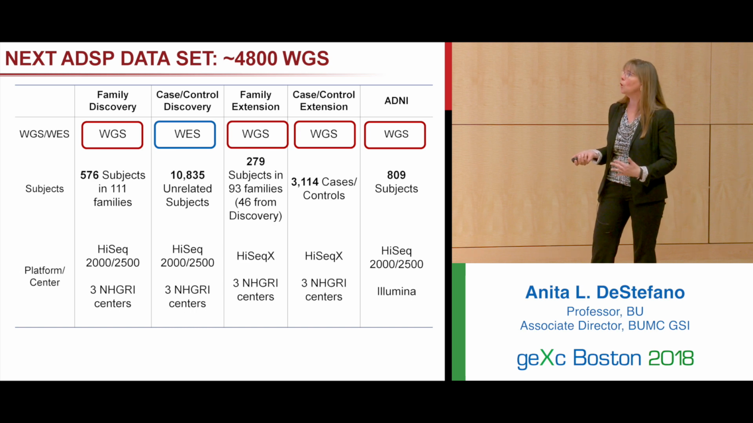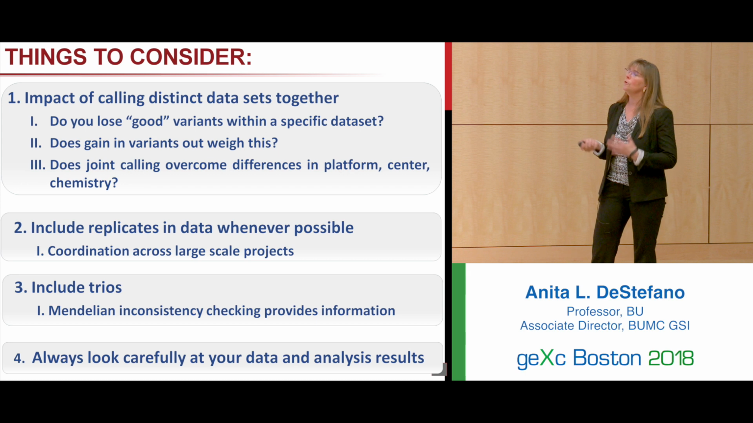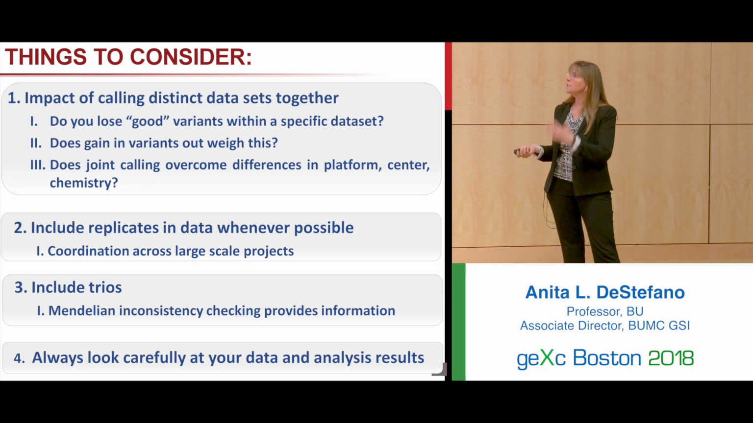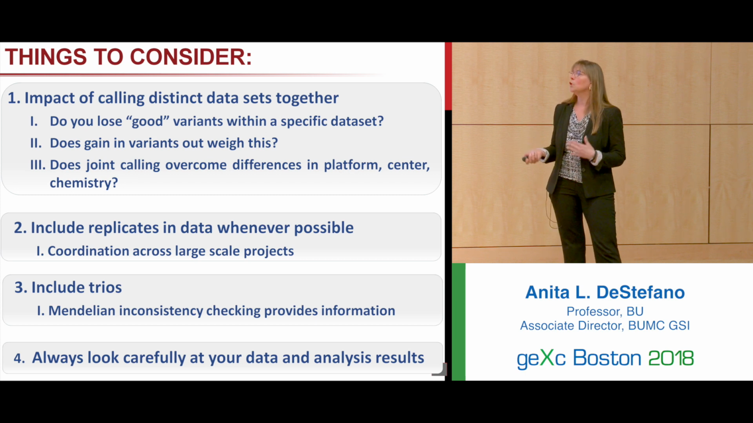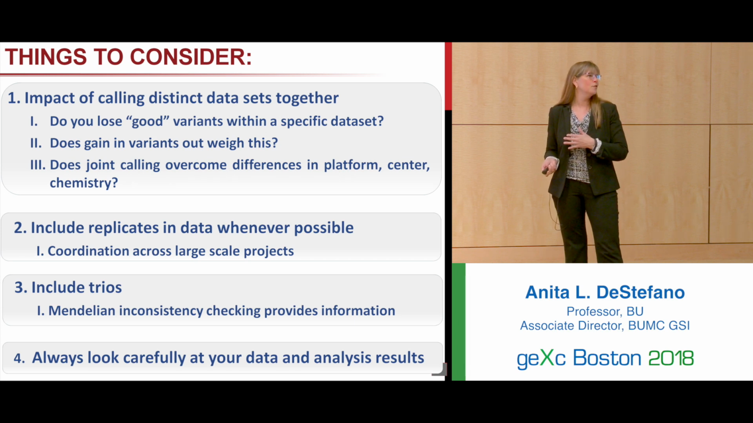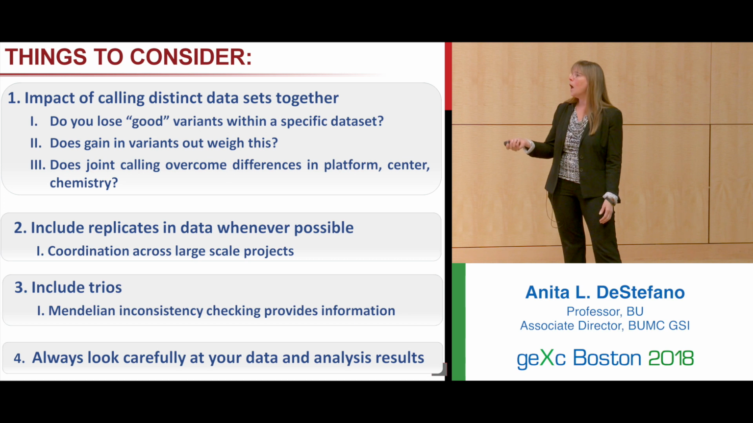Again, that's ongoing. And so I think there are things to think about. What is the impact of calling these distinct data sets together? I think it's a good idea to include replicates in data whenever possible. There's tons of large-scale sequencing going on, coordination across those studies. If they could be using the same replicates, that would be really useful for when you're trying to combine data across ADSP and TopMed and CCDG, et cetera.